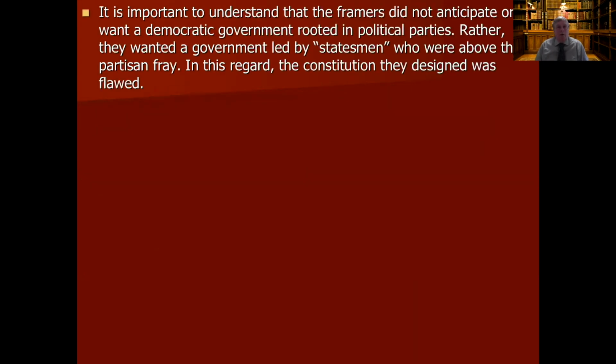It is important to understand that the framers did not anticipate or want a democratic government rooted in political parties. Rather, they wanted a government led by statesmen who were above the partisan fray. They wanted someone in office who would be more interested in representing the nation as a whole rather than a political party. In this regard, the Constitution they designed was flawed.